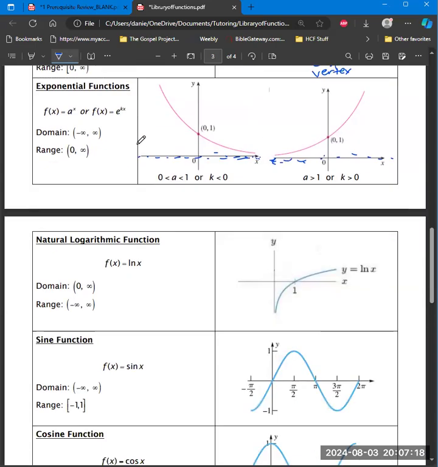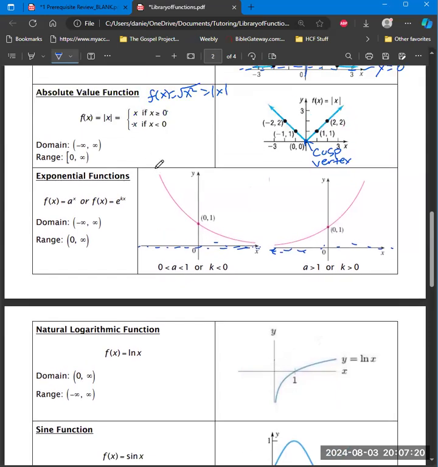The natural logarithmic function is the inverse of this exponential function, the logarithmic function in general, but we're going to look at the natural log, which is going to be the inverse of that e to the x type function. And it has a vertical asymptote here at x equals 0. This is going to be the slowest type of growing function, and this is going to be the fastest growing function. That'll be important to us later. Its domain is going to be 0 to infinity, and its range is going to be negative infinity to infinity.